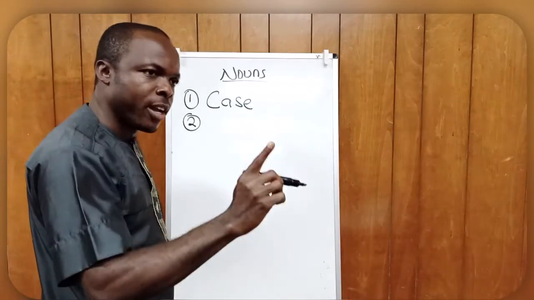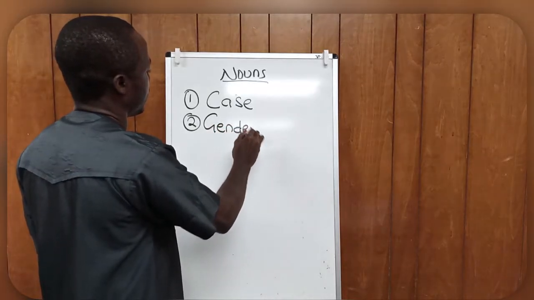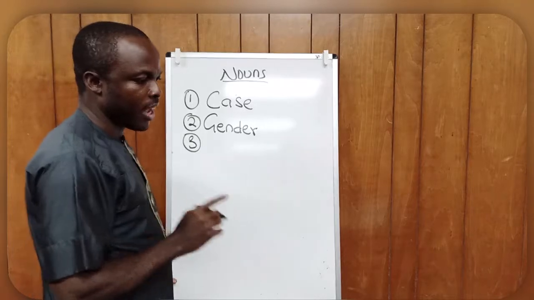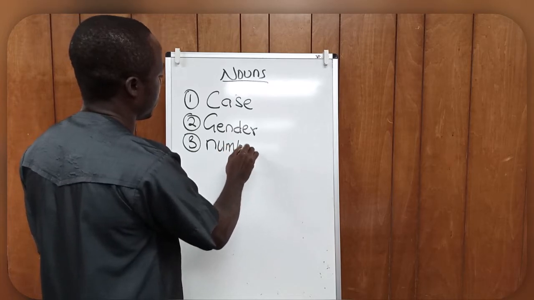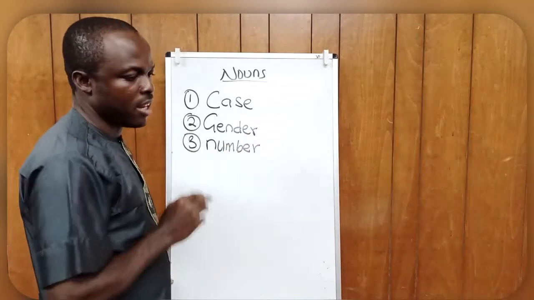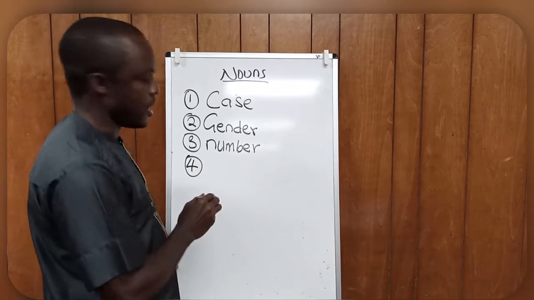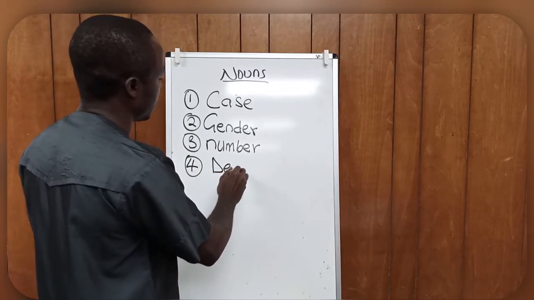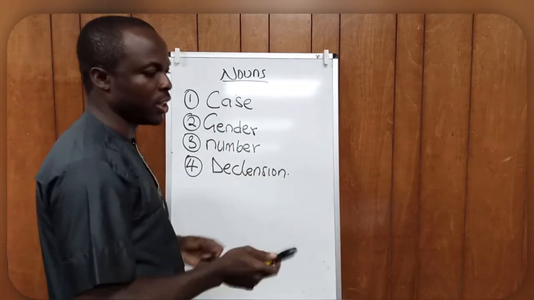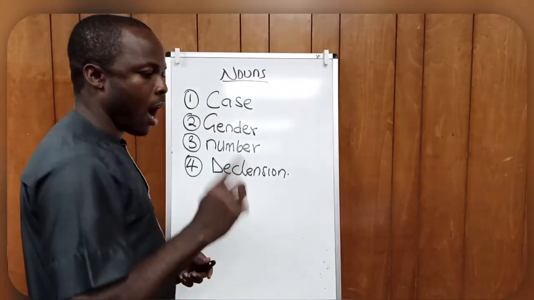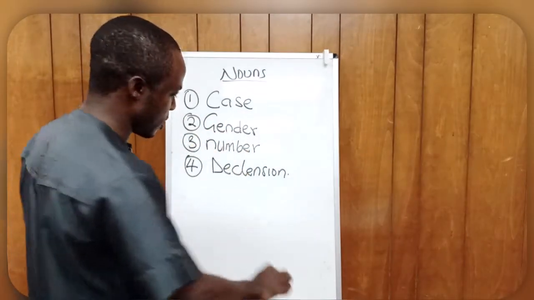2, every Greek noun has gender. 3, every Greek noun has number. And finally, every Greek noun can be declined. In other words, declension. These are the 4 distinctive features of a Greek noun. However, I want us to begin analyzing them one by one from the case.